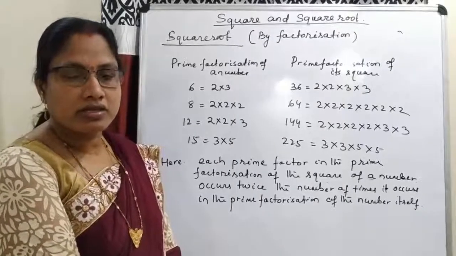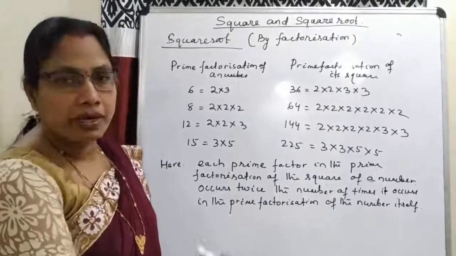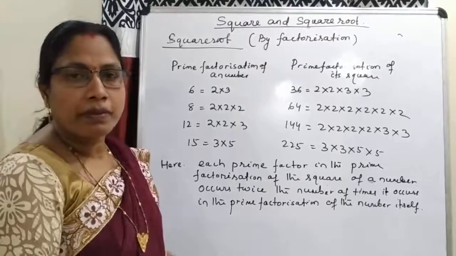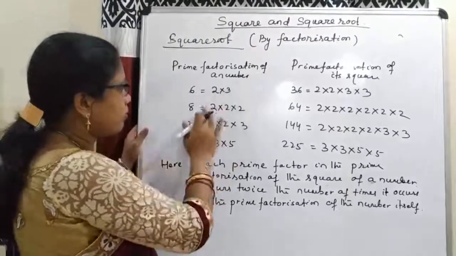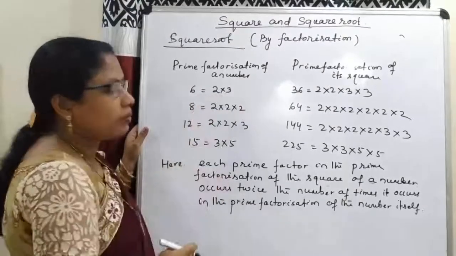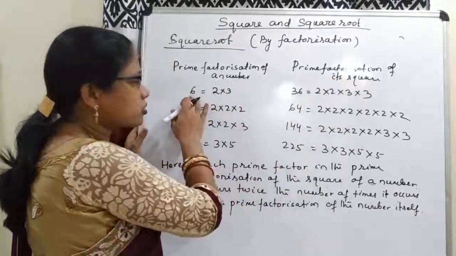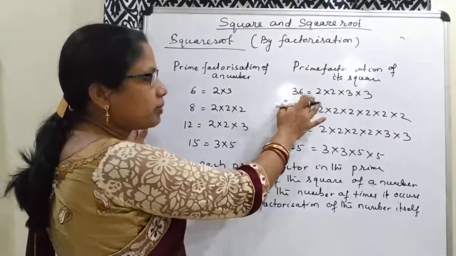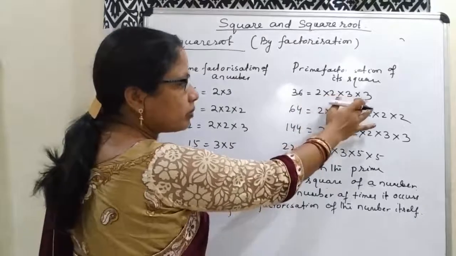Let us discuss the second method to find the square root of a number, that is the factorization method. All of you know what the prime factorization of a number is. For example, 6 is equal to 2 multiplied by 3. Here is the prime factorization of its square: the square of 6 is 36, and 36 can be factorized as 2 multiplied by 2 multiplied by 3 multiplied by 3.